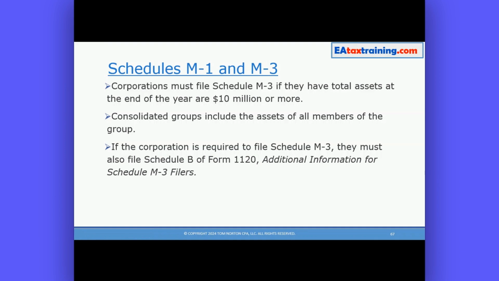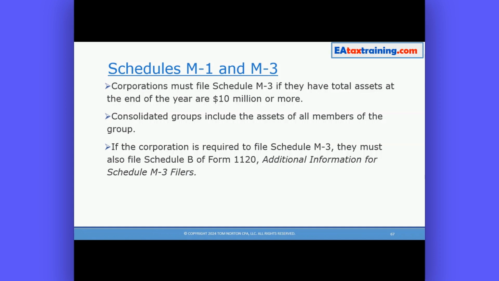Corporations must file Schedule M3 if they have total assets at the end of the year of $10 million or more. So remember from the partnership return, and we'll look at this one again here for the corporation return, Schedule M3 is the much more detailed reconciliation of book and tax income. And the rules are more straightforward here than they were for the partnership. Remember, for the partnership, it's like if you had assets of 10 million or more, or adjusted assets, or revenue of a certain amount, then you had to file M3.